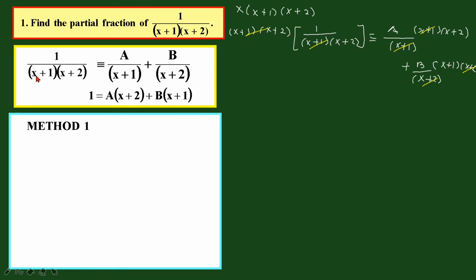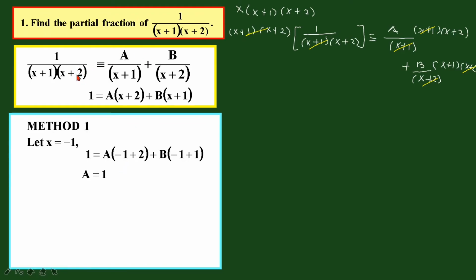Most of the time, we will take the denominator. For this case, x plus 1 equals to 0, any of the brackets inside the denominator, and make it equals to 0. x plus 1 equals to 0, so x is negative 1. And I will take this negative 1 and fill in into this equation over here. So, like so. Okay, and I will get my answer very fast.